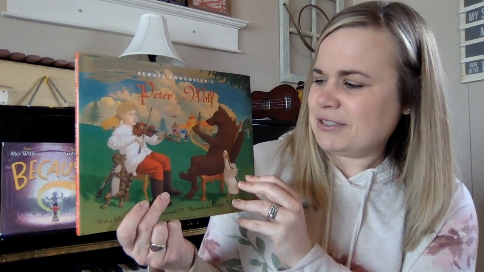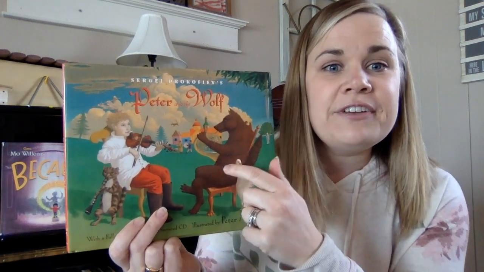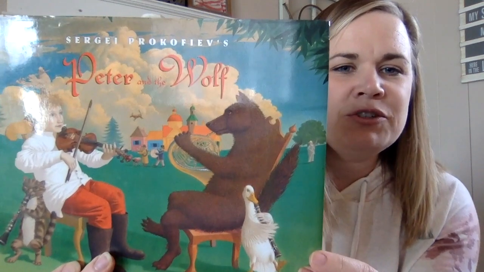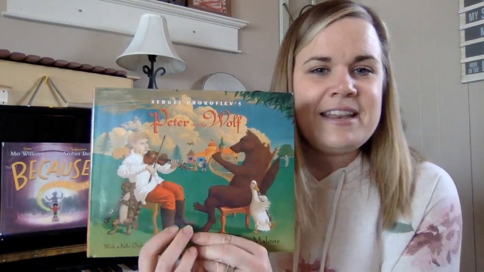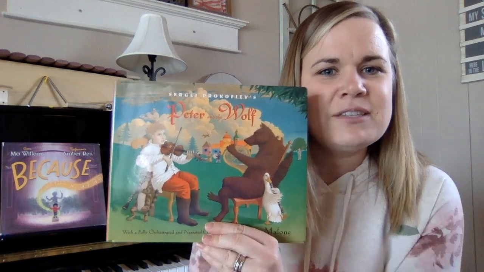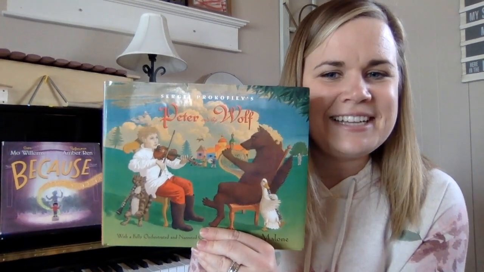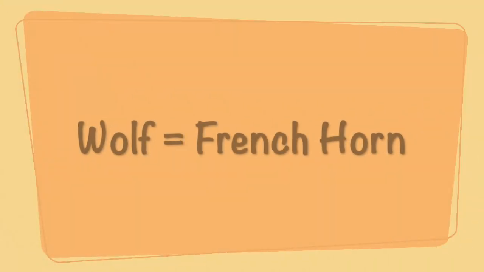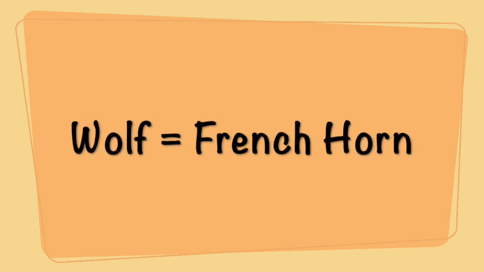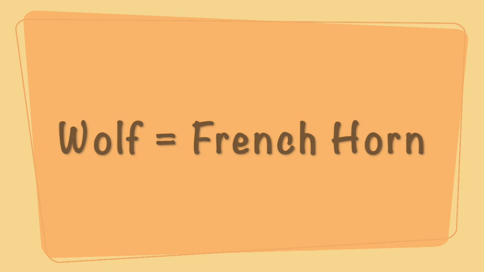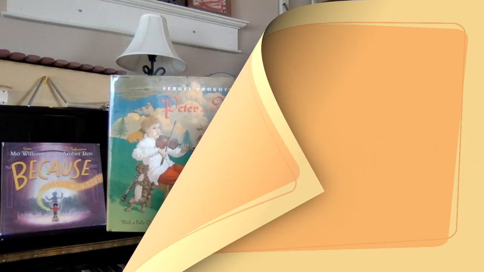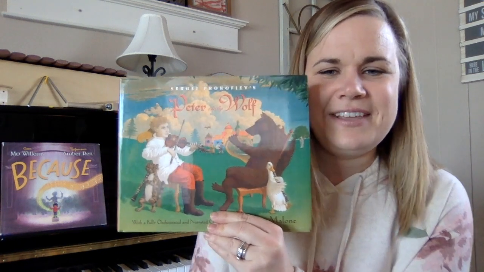And two more characters we have is the wolf. Now the wolf is played by the French horn, and the French horn is part of the brass family. Now the way that they play the French horn makes the wolf sound very scary. Let's take a listen. Oh, I love the deep low sound of that.